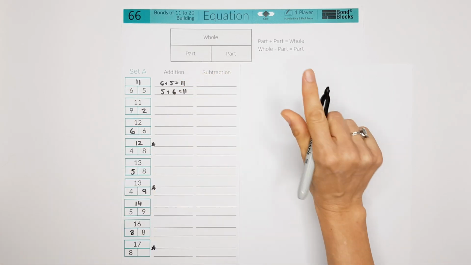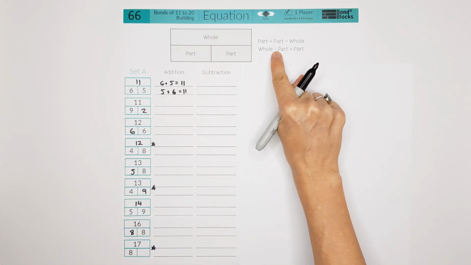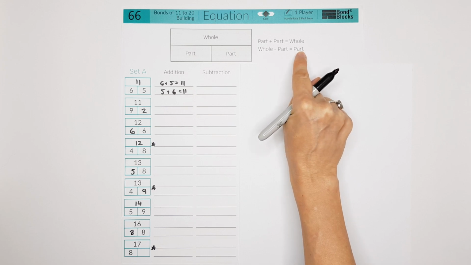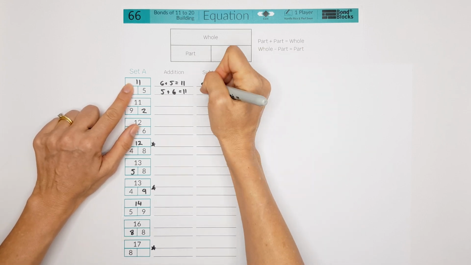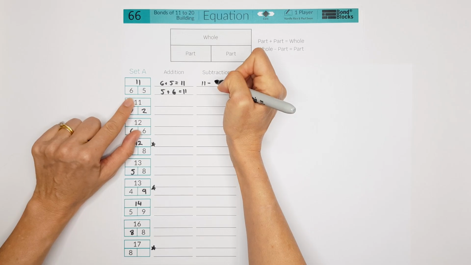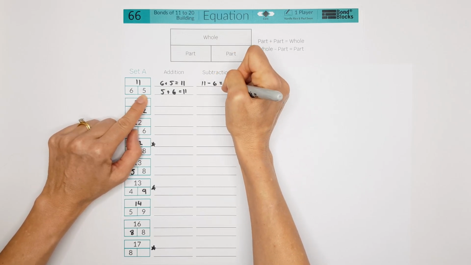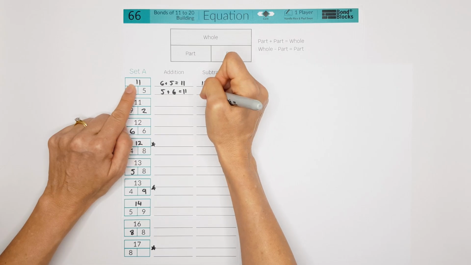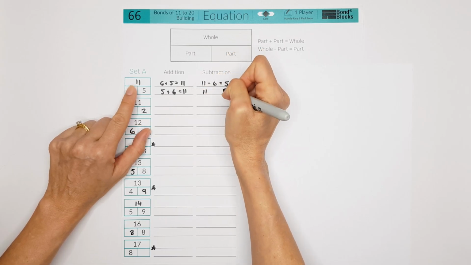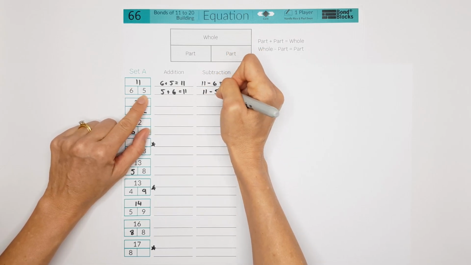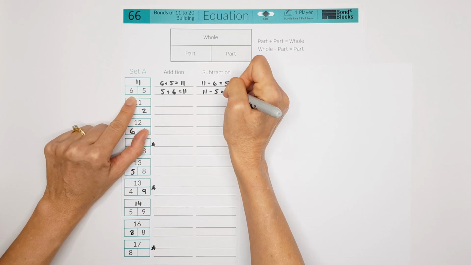When I move on to subtraction, it's whole subtract part equals part. I begin with the whole of 11. I then subtract the part of 6, and this will give me the part of 5. I can also, starting with the whole of 11, subtract the part of 5, and this will give me the part of 6.